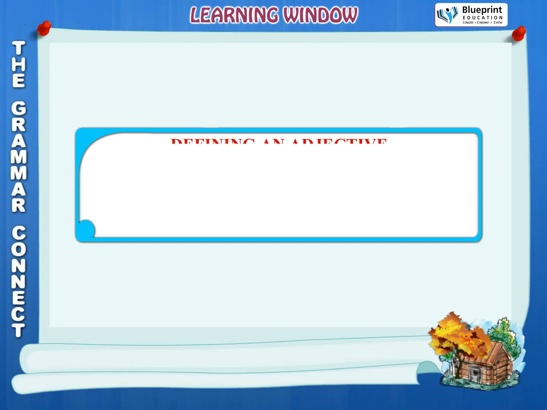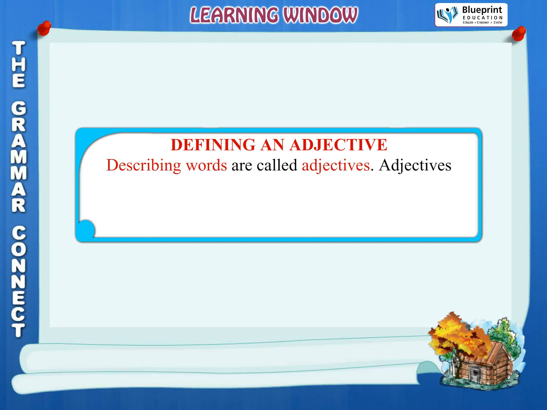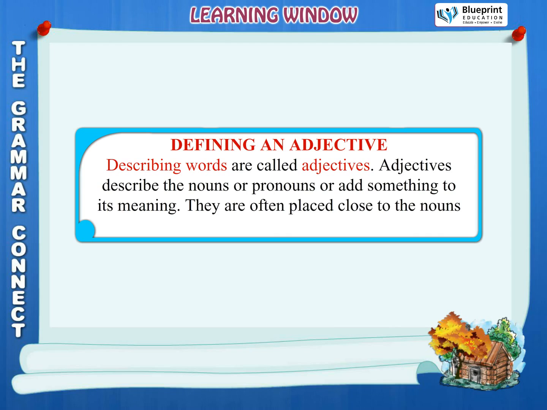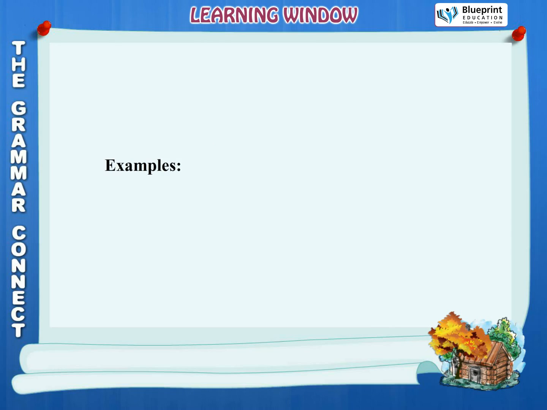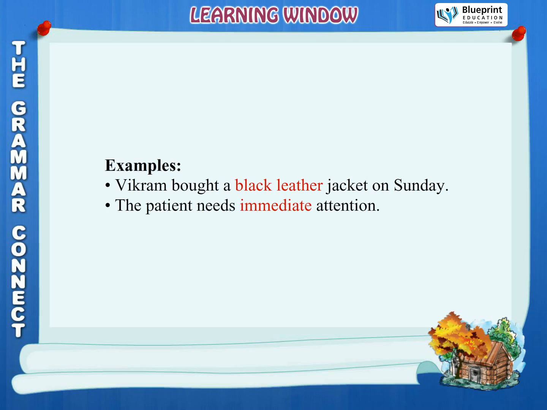Learning window. Defining an adjective. Describing words are called adjectives. Adjectives describe the nouns or pronouns or add something to its meaning. They are often placed close to the nouns or with be verbs. Examples: Vikram bought a black leather jacket on Sunday. The patient needs immediate attention.